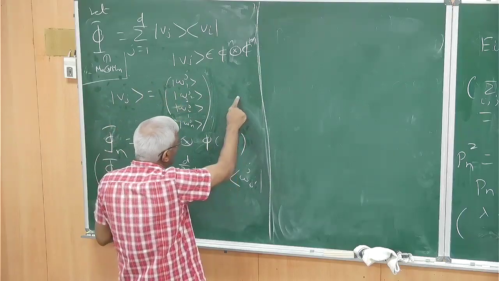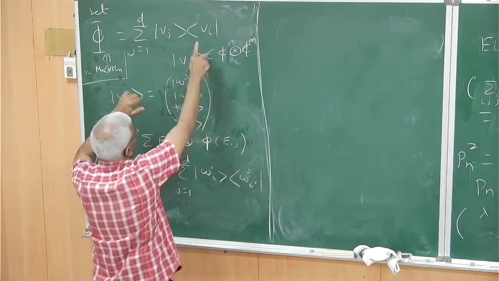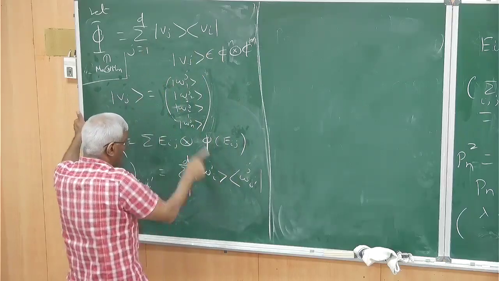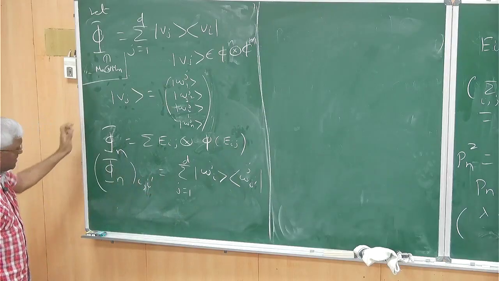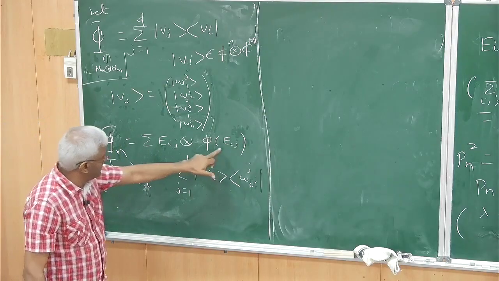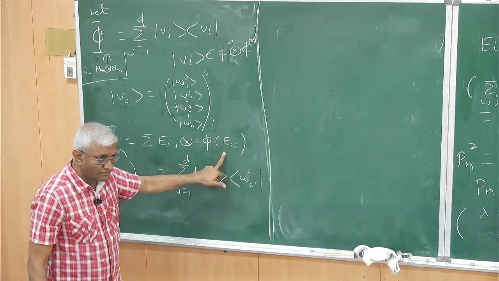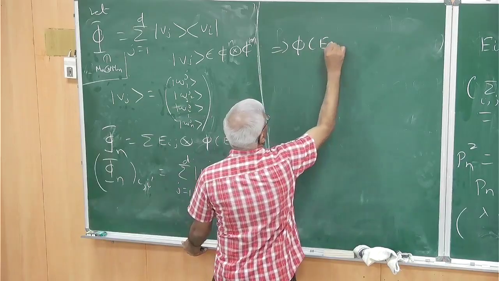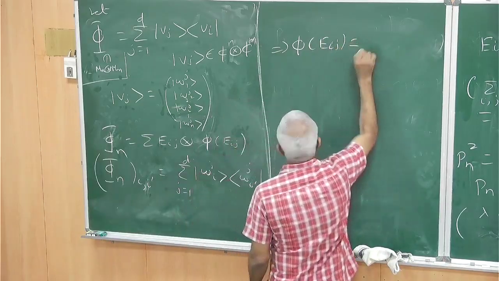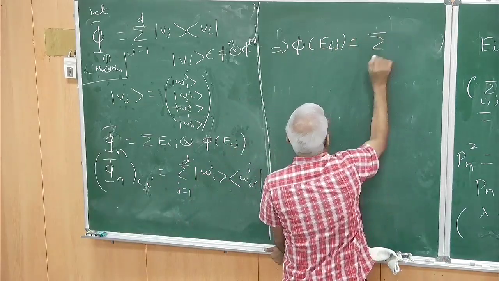The ith entry of here, jth entry of here will come here for this. When you sum it, you get that. So phi's ijth entry is this. Phi's ijth entry is precisely phi of eij. So this implies phi of eij is exactly equal to this summation.